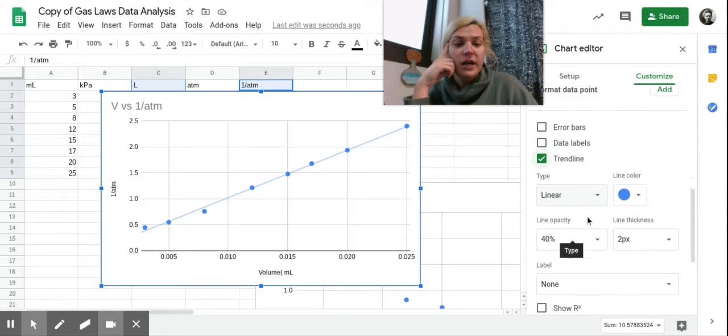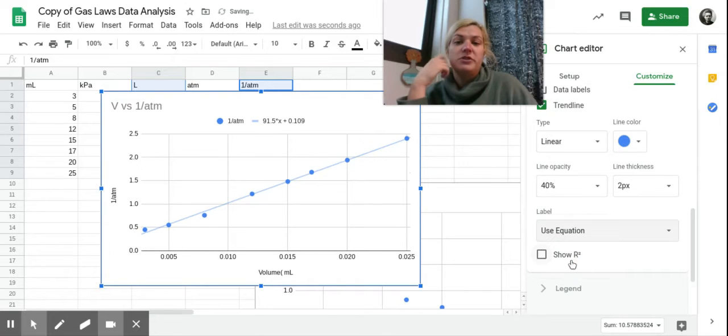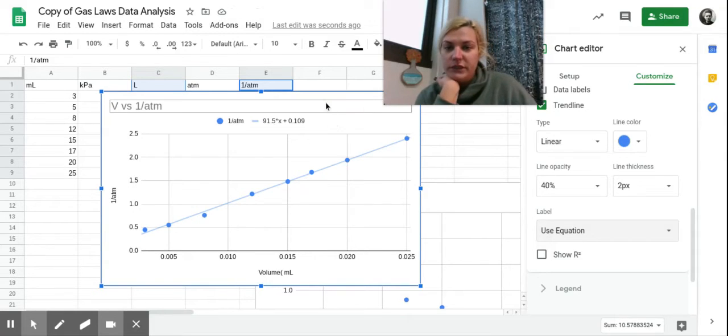And I'm going to go down even more. Where it says label, it's currently saying no. I'm going to check use equation. Okay, so this is telling me, if you remember the equation for a line, it's y equals mx plus b. Okay, so this is your y-intercept, and this is your slope.